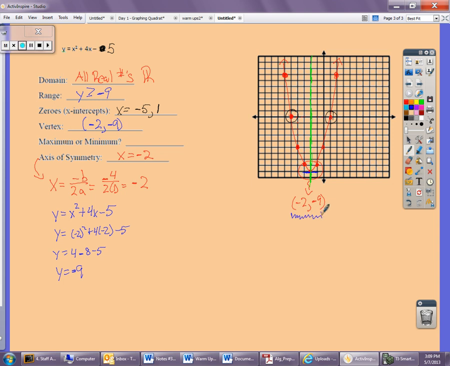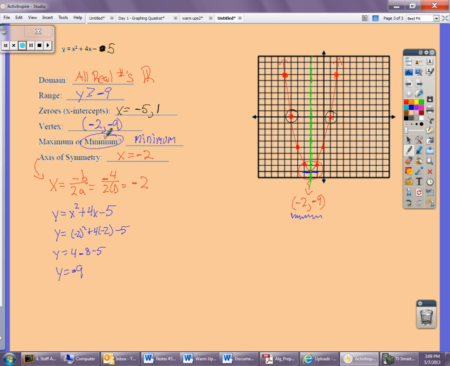So the vertex is that turning point. So whatever that turning point is, that's the vertex. And the axis of symmetry is always going to be the x value of that vertex. And when we look at it, we know that this is a minimum value.